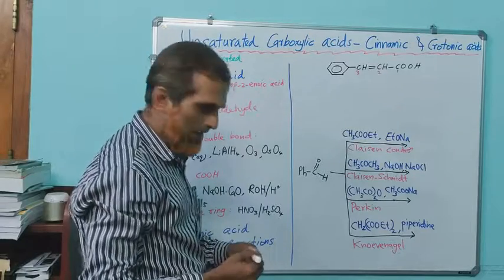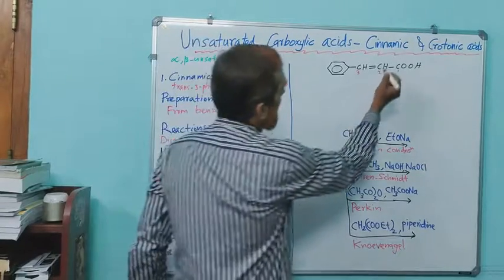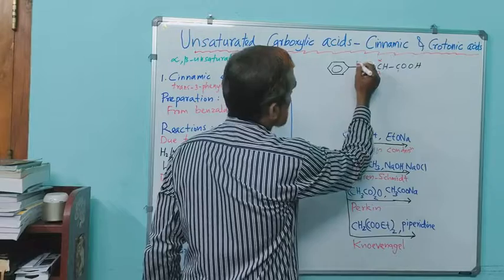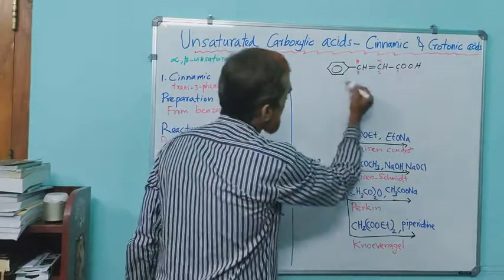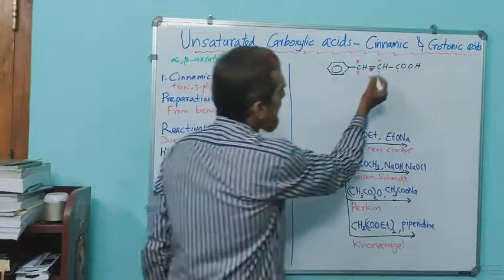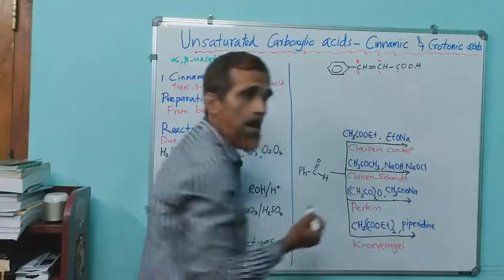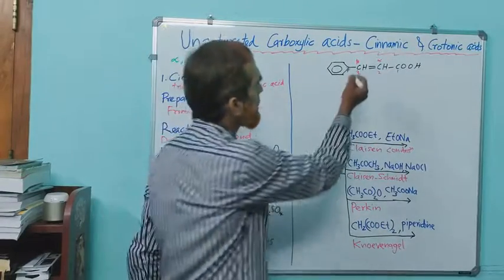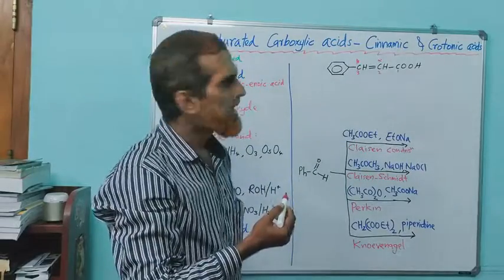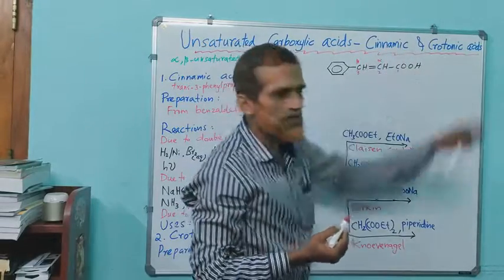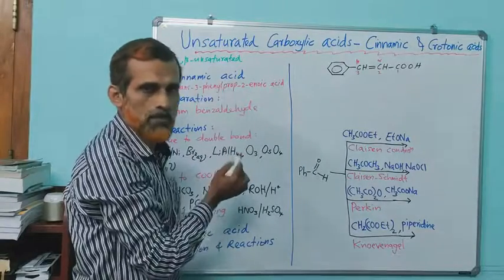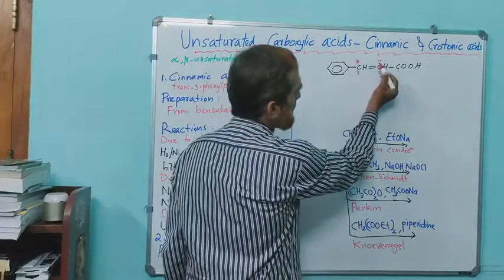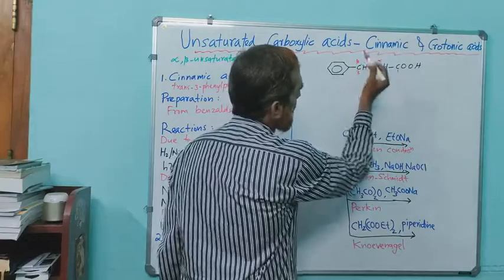In common naming, we can mark this alpha and this is beta. So it is beta-phenyl, and this is commonly called acrylic acid. So beta-phenylacrylic acid. See that both cinnamic acid as well as crotonic acid are alpha-beta unsaturated monocarboxylic acids, because the double bond is between the alpha and beta carbons.